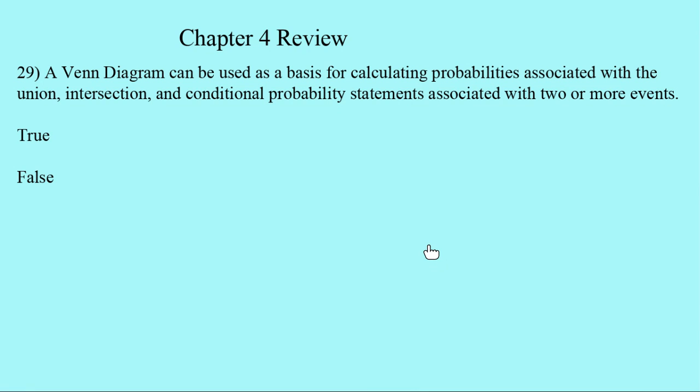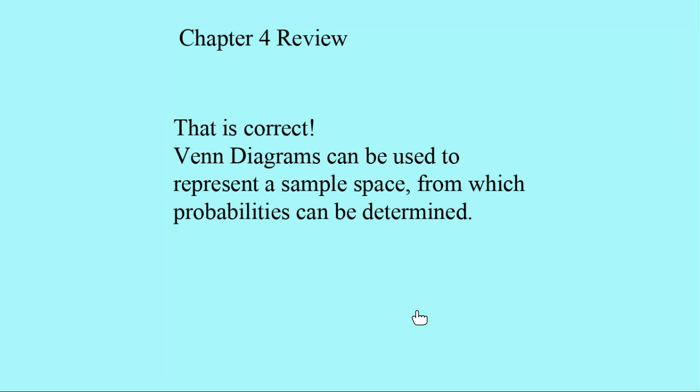Should be true. Okay. And why is that? Well, it tells you, a Venn diagram can be used as a basis for calculating probabilities. Right. Okay. The answer is true. You are correct. So Venn diagrams can be used to represent a sample space from which probabilities can be determined. Right? Because the Venn diagrams represent the whole sample space. So it's got everything in that.